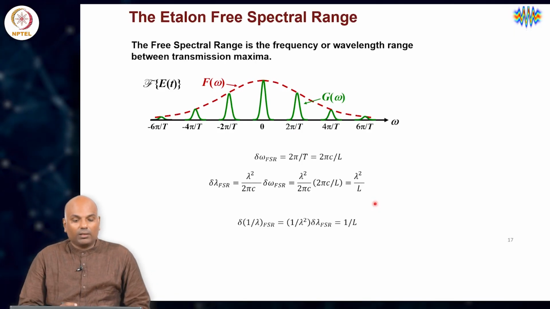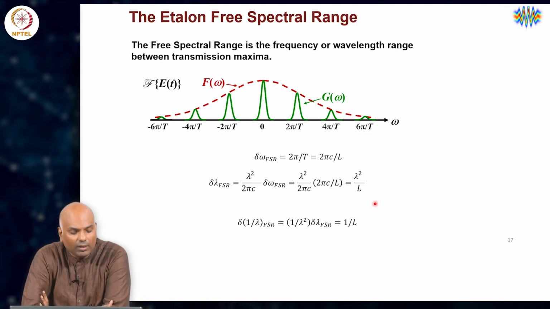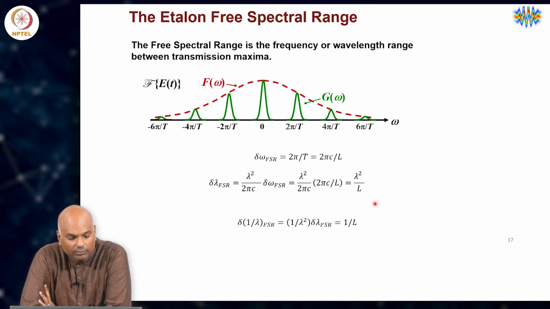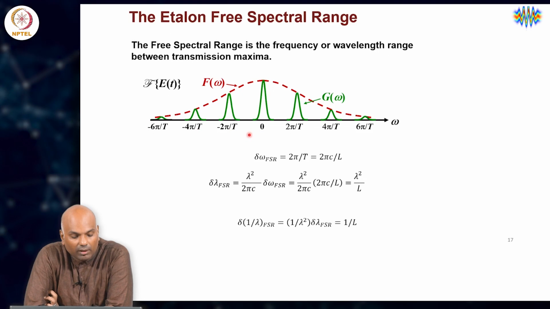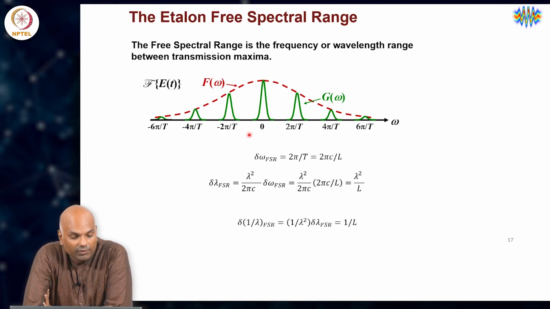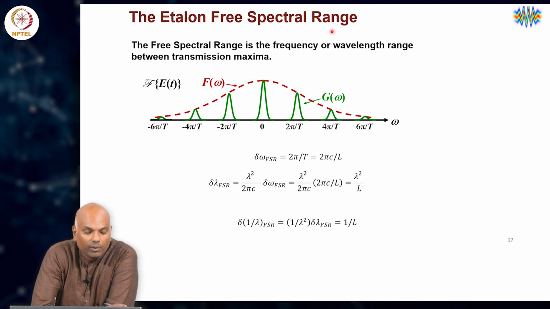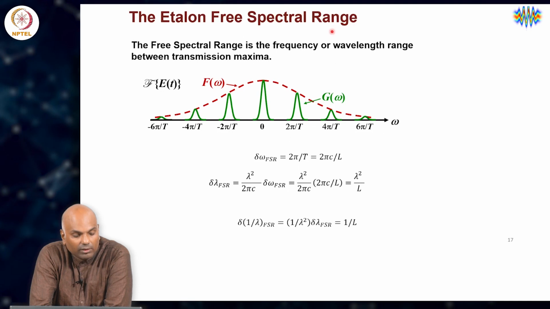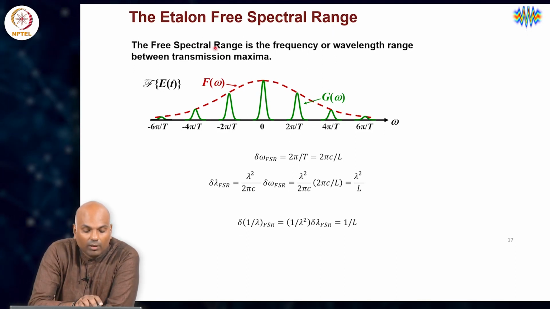In this class, let us go further and peer into detail about the plot that we just saw in the previous view graphs. Okay. So, the etalon or the Fabry-Perot interferometer has this very important physical aspect called the free spectral range.